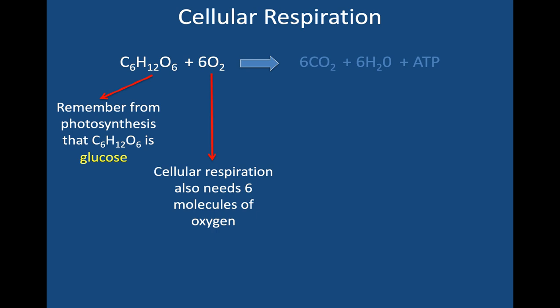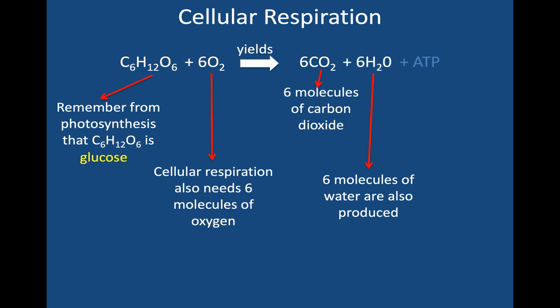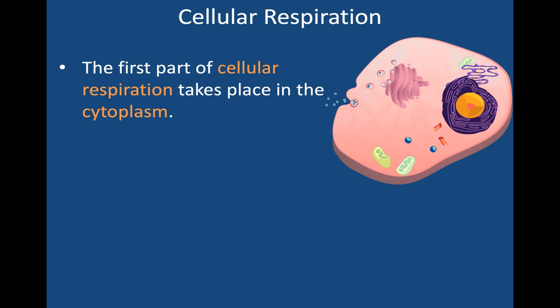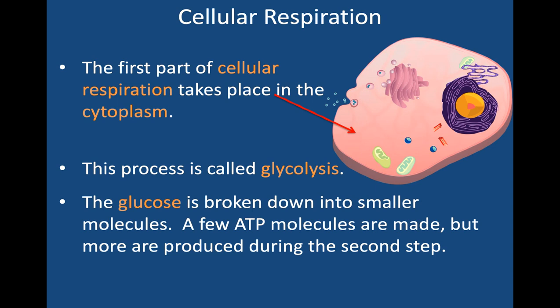In order for cellular respiration to occur, we need oxygen. Remember, animals like you inhale oxygen. This yields carbon dioxide, water, and ATP, or energy. The first part of the cell that cellular respiration takes place in is the cytoplasm. This process is called glycolysis. The glucose is broken down into smaller molecules. A few ATP molecules are made, but more is produced during the second step.